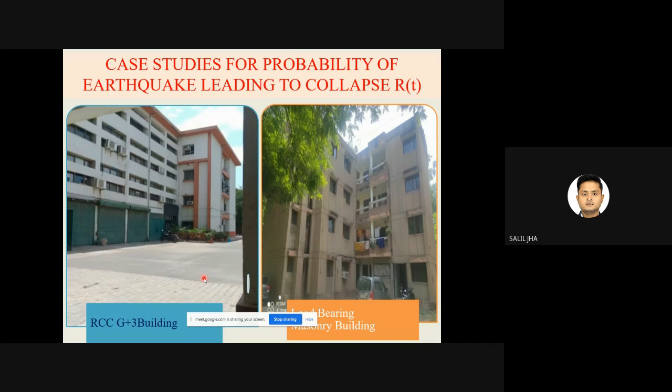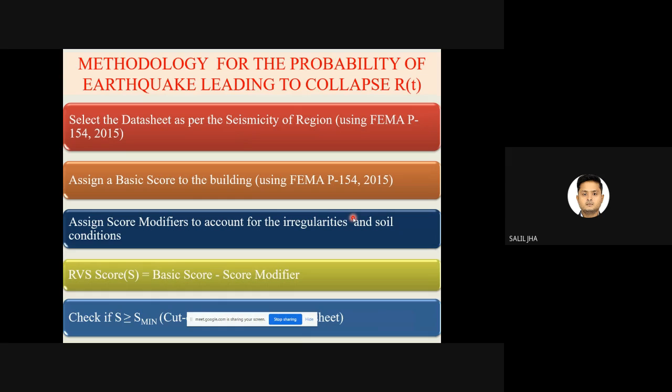Moving on to the next slide, which is the case study for probability of earthquake leading to collapse, which is denoted by RT. Although we have 17 different types of buildings as per FEMA P154 2015, in order to correlate the actual observation on site and risk score, two building types have been adopted. The first is an RCC G+3 building. The second is a load bearing masonry building. The methodology adopted for the probability of earthquake leading to collapse is shown in this slide.